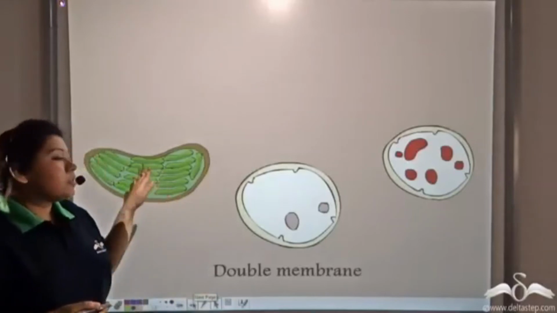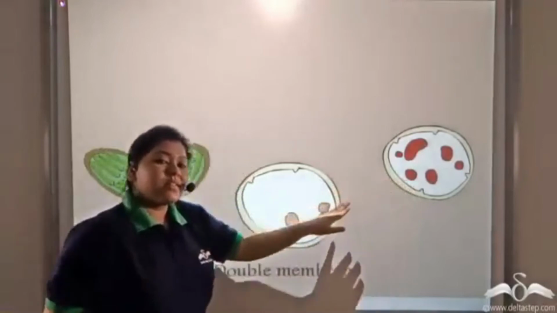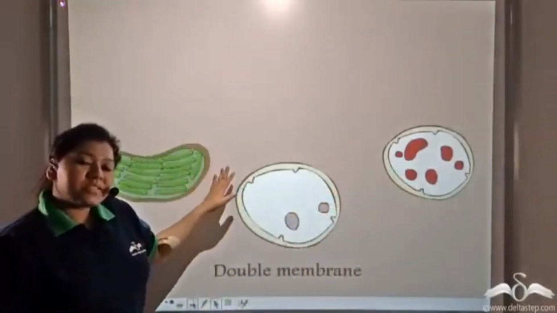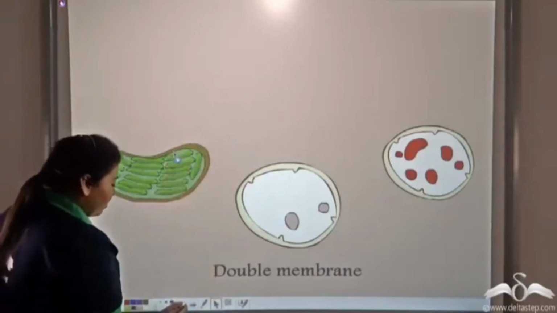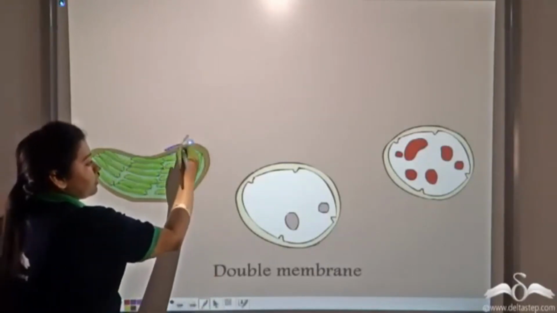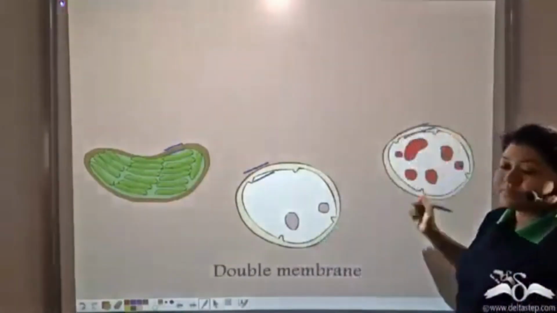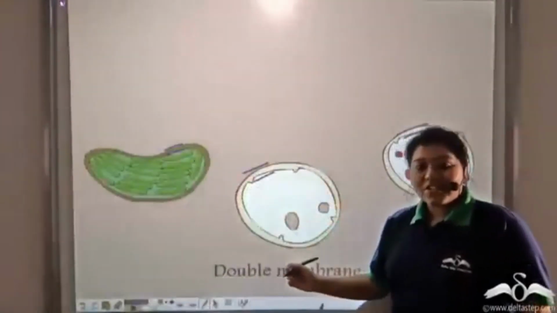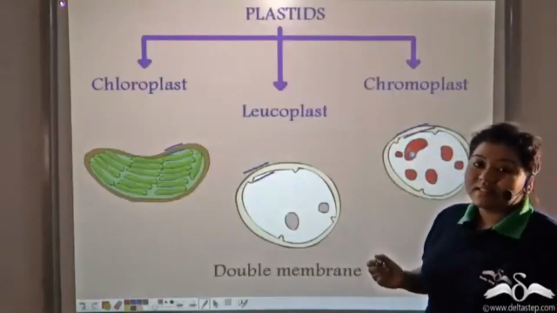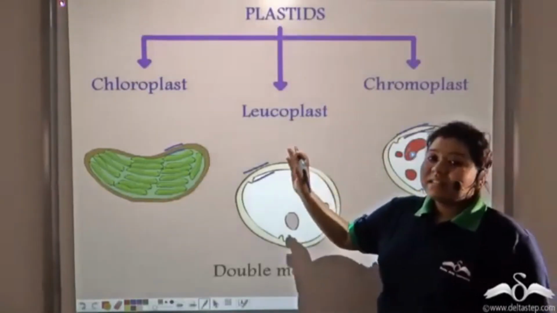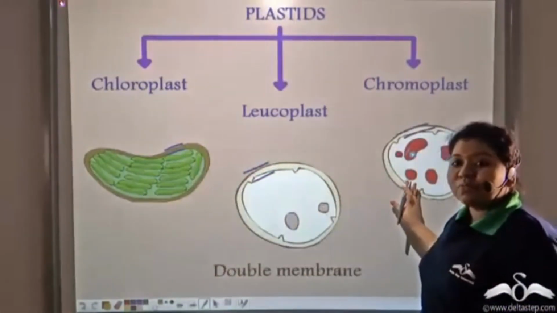So we've talked about the chloroplasts, the leukoplasts, and the chromoplasts. Now notice that all these three structures are double membraned. See, they all have double membranes. Now all these three structures can collectively be called as plastids. So plastids consist of chloroplasts, leukoplasts, and chromoplasts.